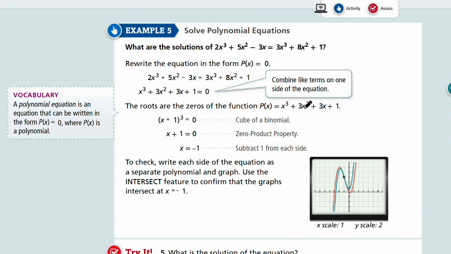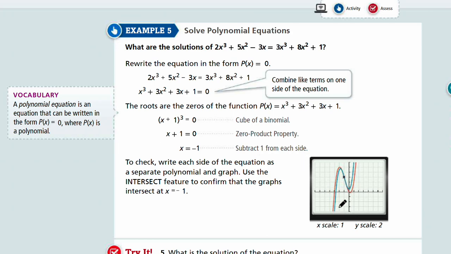However, if you look at the coefficients, it's 1, 3, 3, 1, right? So it's a familiar coefficient. Do you remember the binomial theorem? Yeah, so this is actually a cube of a binomial. So you can figure out that (x plus 1) cubed is equal to 0. And then use the zero product property, and you'll be able to figure out x is equal to -1.